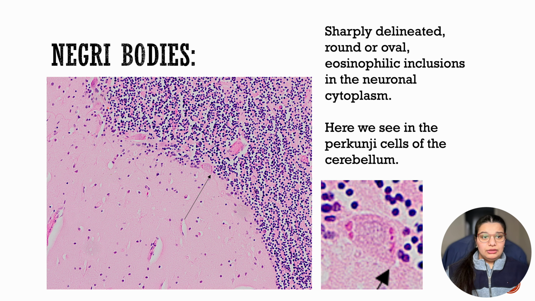Now, what exactly are Negri bodies? I've zoomed in on this. They are sharply delineated, round or oval, eosinophilic, meaning pink-colored, inclusions within the cytoplasm of the neurons. Here we are focusing on this neuron on your screen. This is its nucleus, slightly blurred, but you can see it, and this is its cytoplasm. Here are those Negri bodies, which are characteristic for diagnosing rabies. This is the first finding.